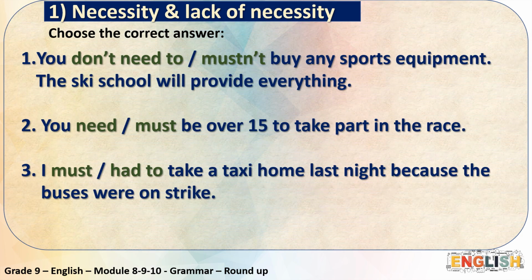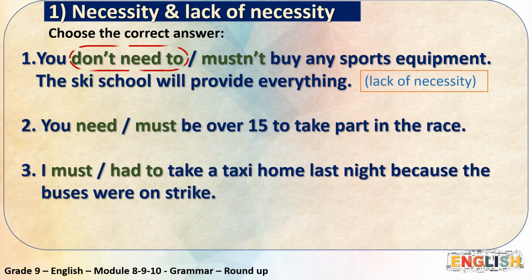Sentence number 1, you don't need to or mustn't buy any sports equipment. The ski school will provide everything. As you can see in this sentence, there is no need to buy any sports equipment because the school will provide everything. This is called lack of necessity. And for lack of necessity, we use don't need to.